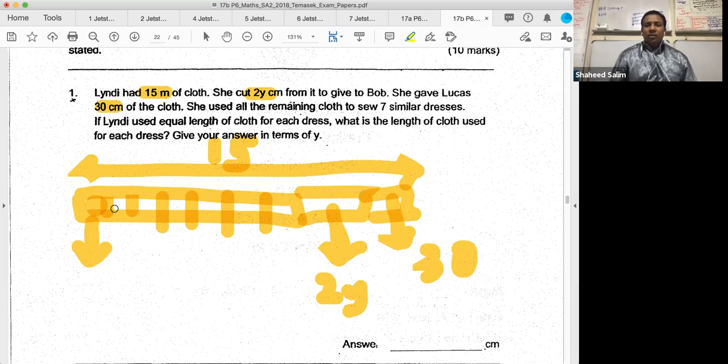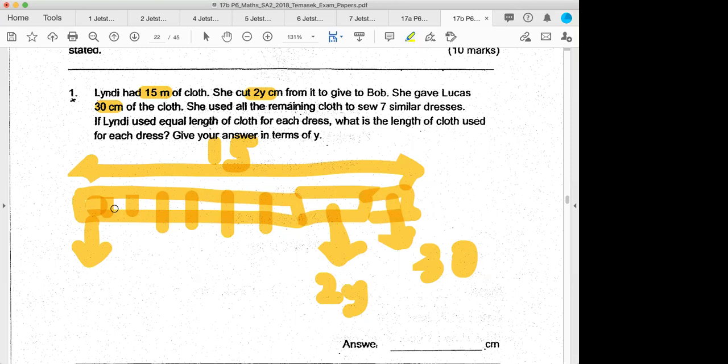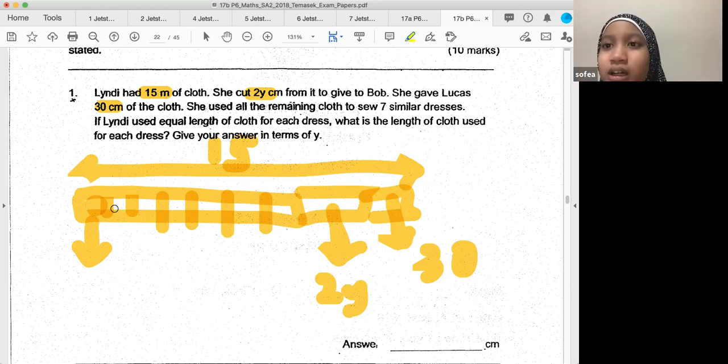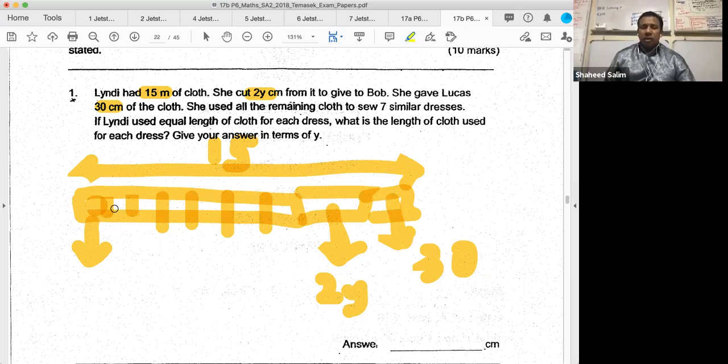Don't say 15 minus 30. Cannot. As Zahira told you, how many cm? 1500 minus 2y over 7. But what about 30? You must also. Mr. Shaheed, yes. Is it like she gave Lucas after she gave Bob? It doesn't matter who she gives first. She can give Lucas first. She can give Bob first. Doesn't matter. You still have to minus.